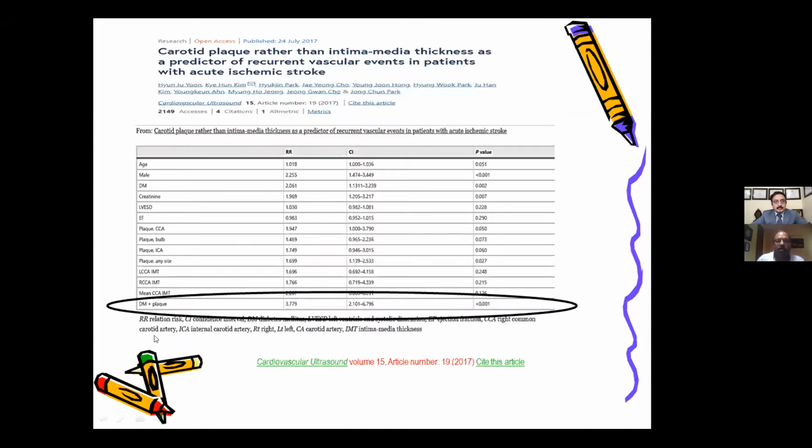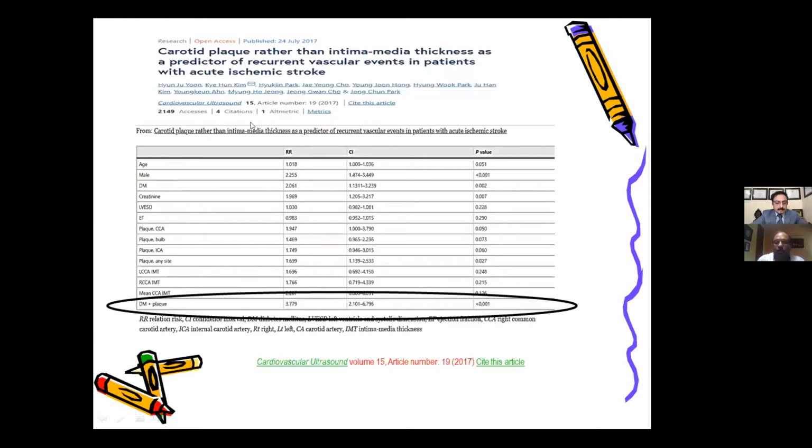And what we follow day to day in practice today, and is in the literature, is that if you have a patient with diabetes mellitus and he has a plaque, the chances of having an ischemic stroke are as high as in anybody with coronary artery disease. And we can see the p-value is less than 0.001.